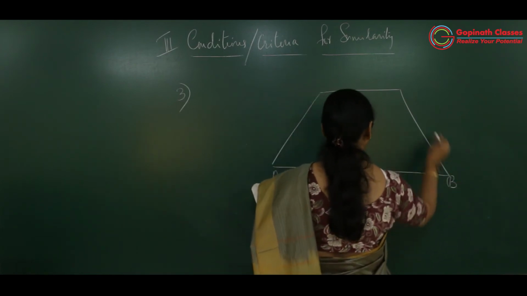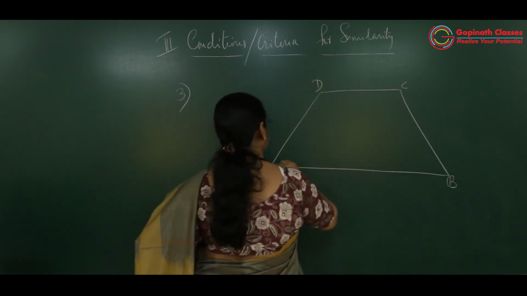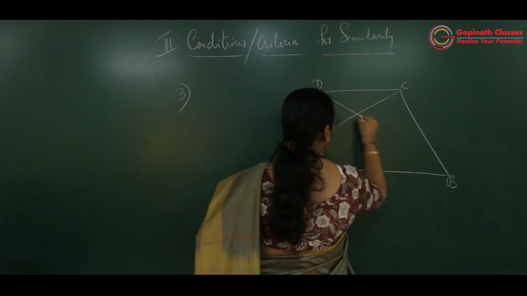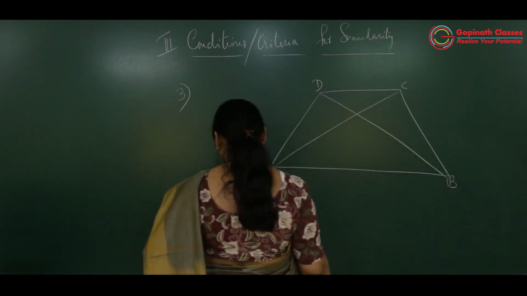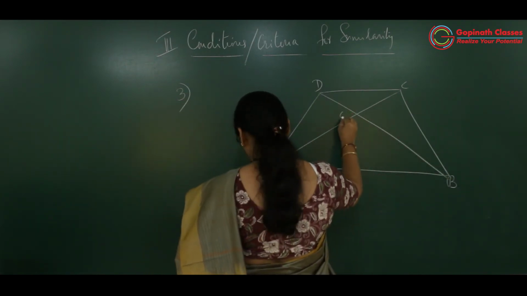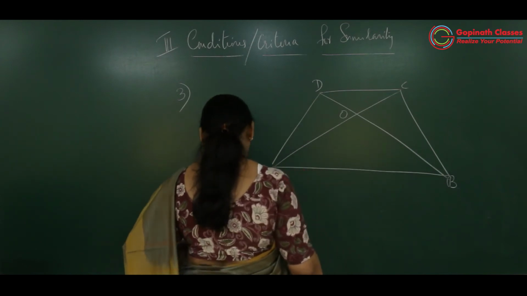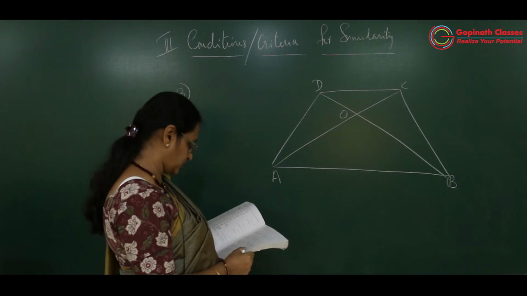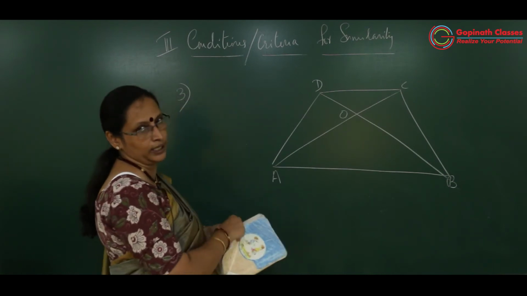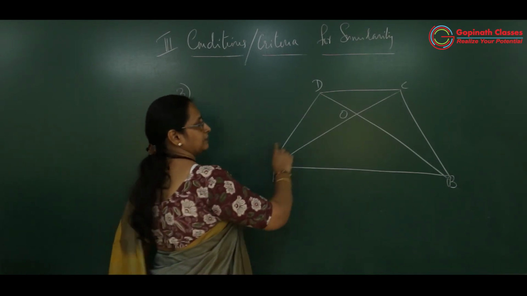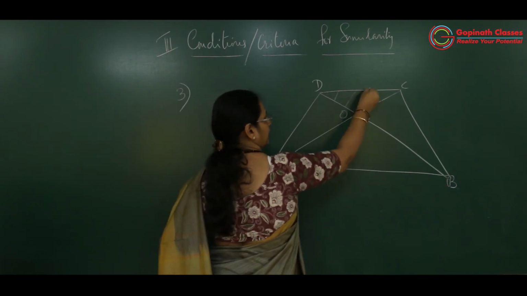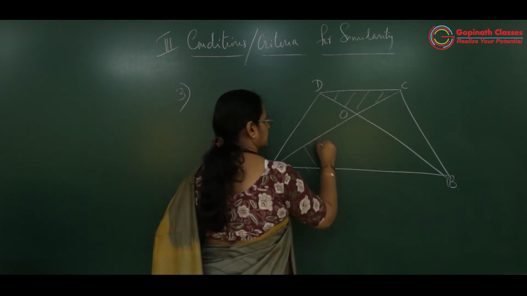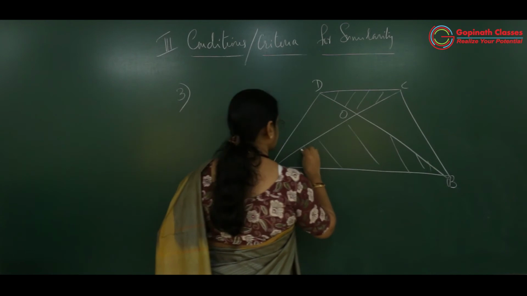AB is parallel to CD. It's given. The diagonals are intersecting at O. Using similarity criterion for both the triangles, show that OA by OC is equal to OB by OD. Now since this is a trapezium, if we consider these two triangles, how can you prove their similarity?